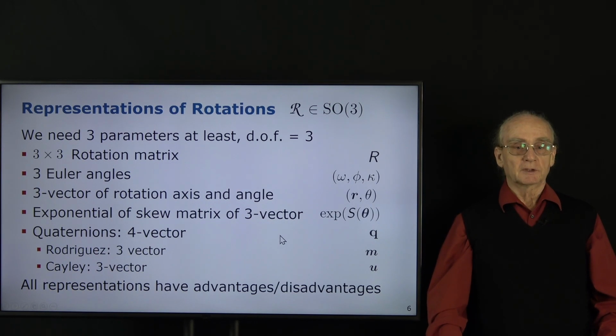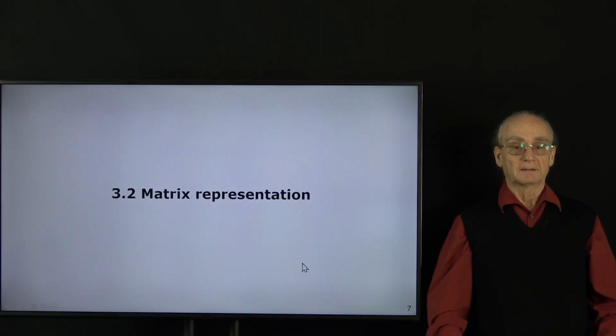And then we have a group of three representations, mainly based on what is called quaternions. These are 4-vectors. We will see these are quite interesting because they don't use trigonometric terms. And there are two special forms which we have to look at, the Rodrigues form and the Cayley representation.